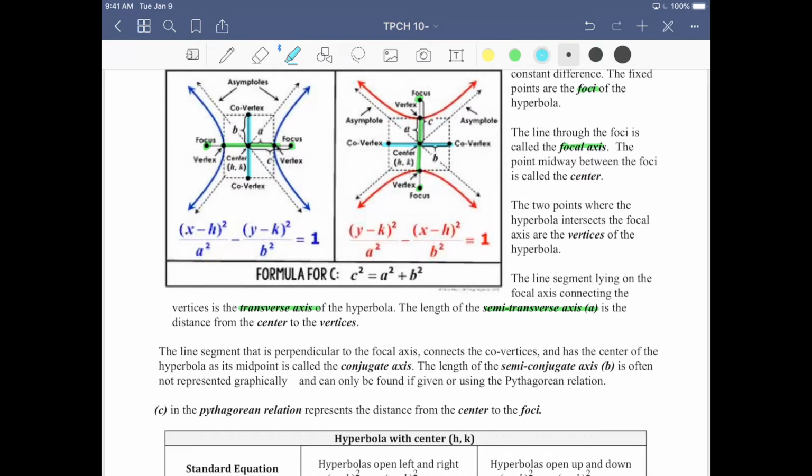So the conjugate axis, I went ahead and labeled it on the graphs. Half of the length of the conjugate axis is the semi-conjugate axis, b. It is often not represented graphically, so usually we won't have to plot the co-vertices, but we can find it using the Pythagorean relation. We'll need both the semi-transverse axis a and the semi-conjugate axis b in order to write our equation. c is the Pythagorean relation representing the distance from the center to the foci.